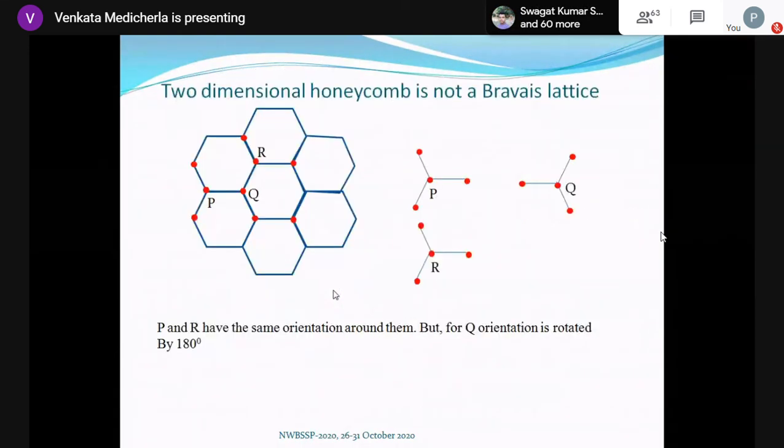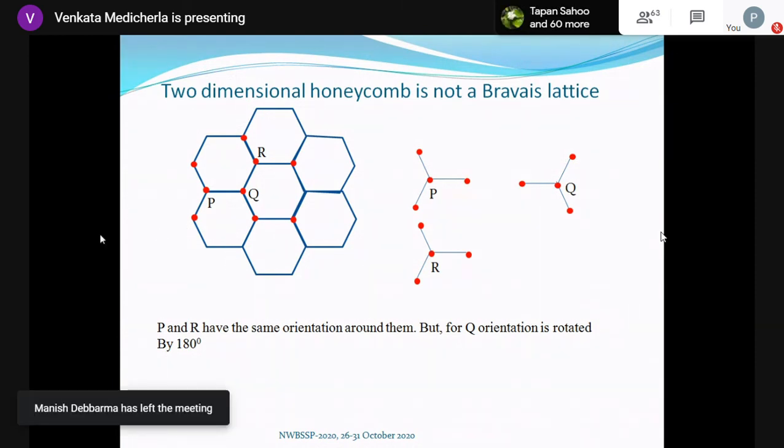Okay. Now, as I told you, not all periodic structures are Bravais lattices. One best example we have is the 2-dimensional honeycomb structure. 2-dimensional honeycomb is nothing but taking regular hexagons and packing them like this, the way I have shown here. So this is not a Bravais lattice. From the definition, we can understand why it's not a Bravais lattice.